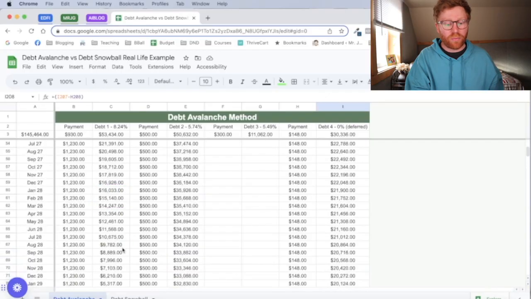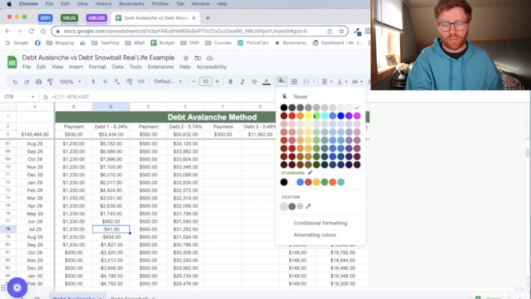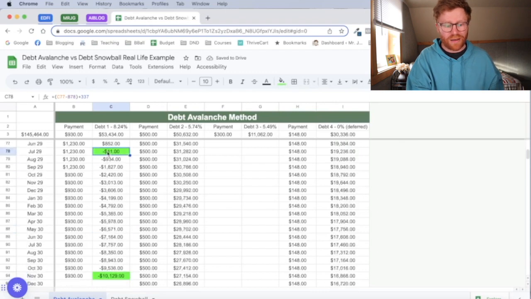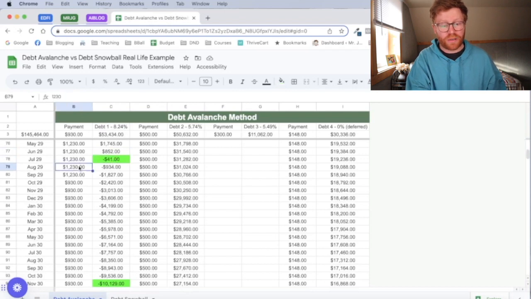What we can do now that we've applied that $1,230 to this loan, we actually see that this one gets paid off. I'm going to put a green there to help us visualize this. That one's going to get paid off in July of 2029 instead of November of 2030. So we're knocking over a year off of debt number 1. So our highest interest debt is paid off in July of 2029. And so now we can take that $1,230 payment and apply it to our loan or debt with the next highest interest rate, which is number 2 here.